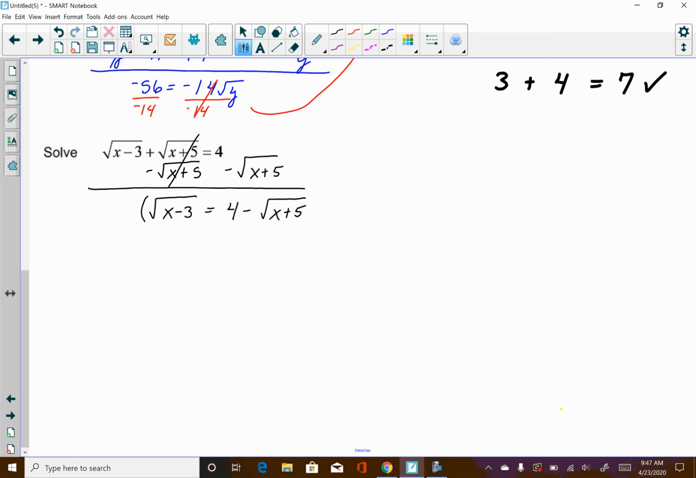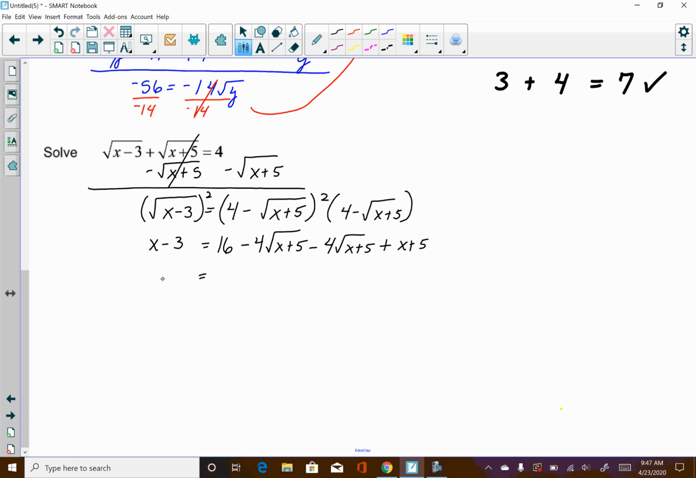So now from here, square both sides. If you take a square root and you square it, you just get what's inside. So x minus 3 equals, over here I will need to write that twice so I can FOIL it. So then I have 16 minus 4 square root x plus 5 minus 4 square root x plus 5, plus. Just FOILing here. Square root times the square root just gives me what's inside. It's a negative times a negative, so it turns into a positive x plus 5.